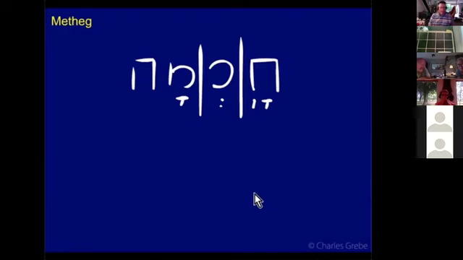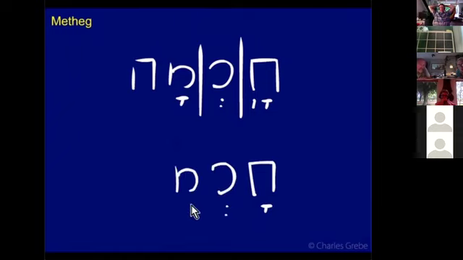Now, we have a very similar word. In fact, if we just write the same word without the metheg, it's a related but different word. Without the metheg, this is chochma. This means wisdom. This is she is wise. This is wisdom. We've got three syllables here, and two syllables there. The metheg ensures that you pronounce this with its full value. If you don't have it, then you pronounce it differently. Now this is one way to tell the difference between a kametz and a kametz hatuf.